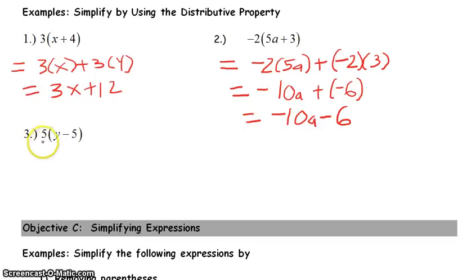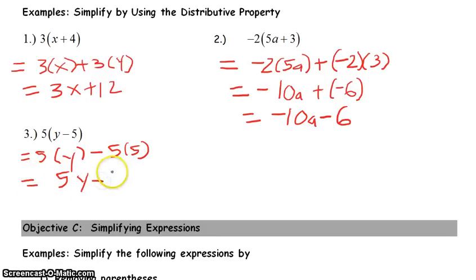Okay, number 3. We would take 5 and multiply it by the parenthesis of y minus 5. So we will have 5 times y minus 5 times 5. 5 times y is 5y minus 5 times 5 is 25. These are not like terms, so you are done.